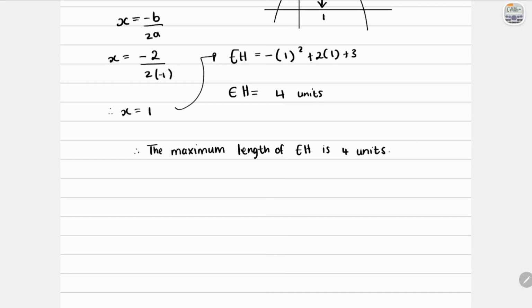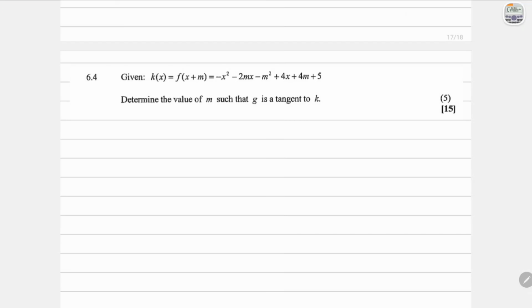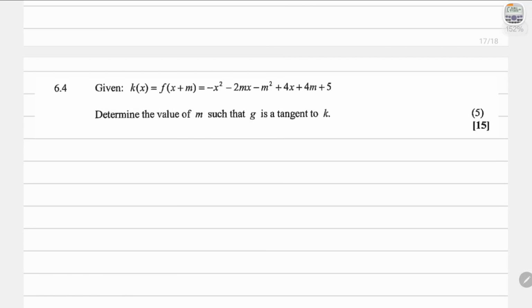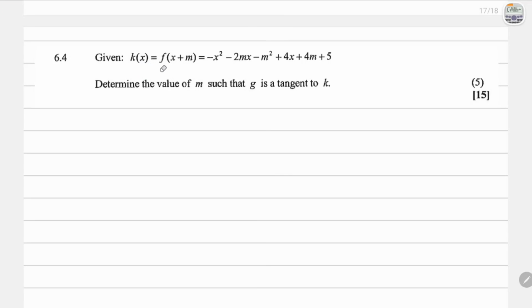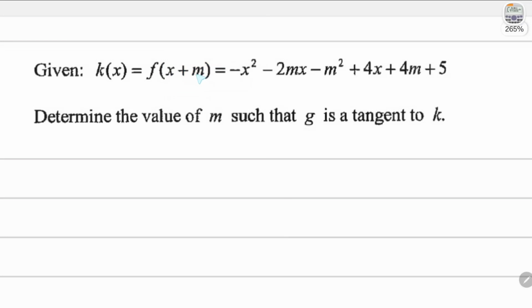Moving on to the next question. The next question, 6.4, that's the last question for functions. It says, given k of x is equal to f of x plus m, which is equal to negative x squared, and then minus, a lot going on there. They want us to determine the value of m. First of all, k of x is equal to f of x plus m. This is being shifted. m is not a variable. Well, it's a variable right now, but it actually stands for a number. It is being put here as a number. There's some sort of shift going on.